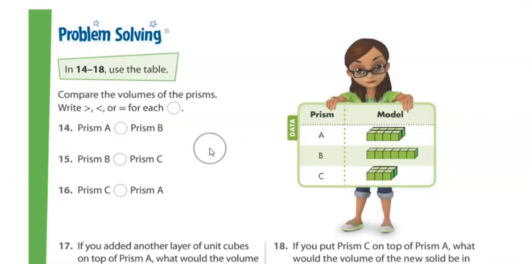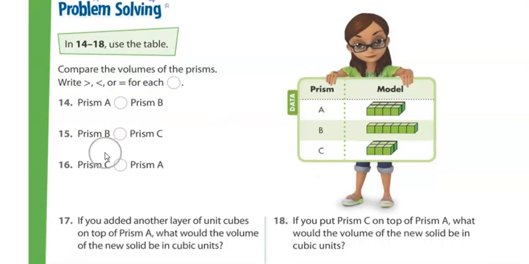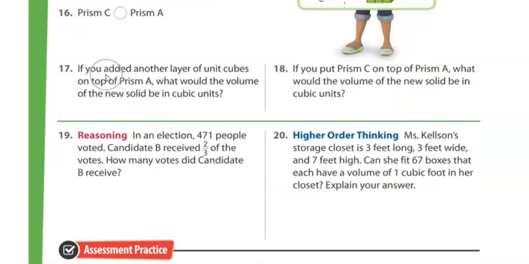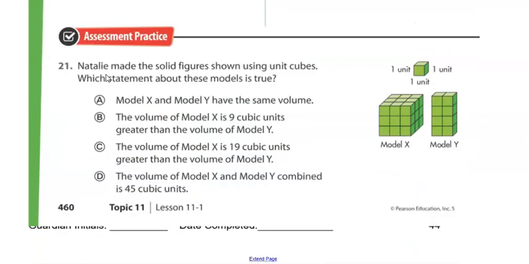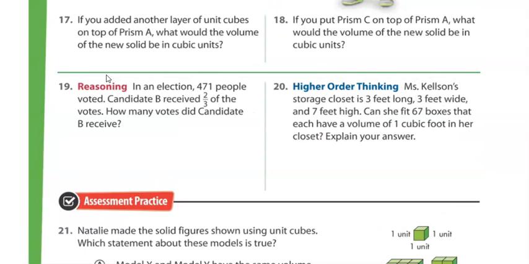All right, so on the back page, we have a few problems that you're going to be working on. Let's look at number 19. So on number 19, it says, in an election, 471 people voted. Candidate B received 2/3 of the votes. How many votes did candidate B receive?